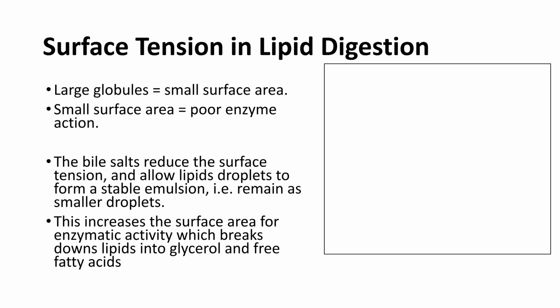In lipid digestion, large lipid globules have a small surface area, which hinders enzyme action. Bile salts reduce the surface tension, allowing lipids to form smaller, stable emulsion droplets. This increases the surface area for efficient enzymatic breakdown into glycerol and fatty acids. This image further visualizes how bile salts help to emulsify lipids by reducing the surface tension of large lipid globules, making them accessible for digestive enzymes.